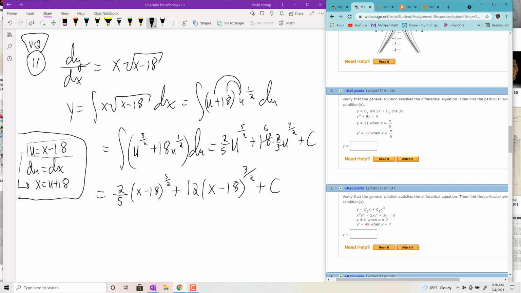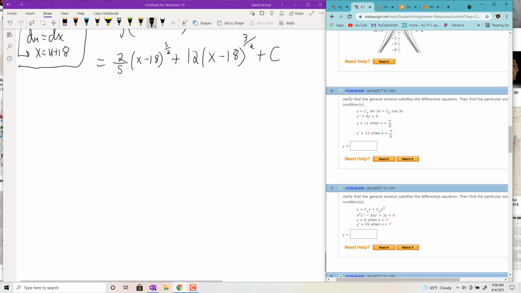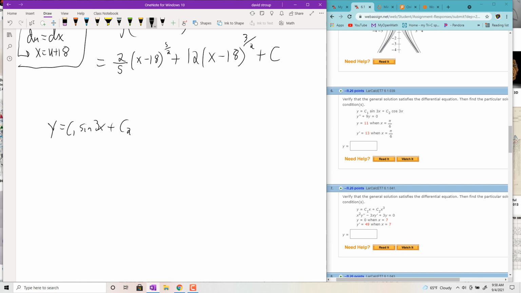You guys want to see this one? Sure, let's do number 6. And then I'll call it quits. Verify the general solution satisfies the equation, then find the particular solution. I mean, honestly, you don't have to verify the thing works for this problem. Clearly, it's not going to know if you verify or not. It's good practice. I'm not going to do it, though. The initial conditions, there's 2 of them. And then y prime is 13, x is pi over 6.